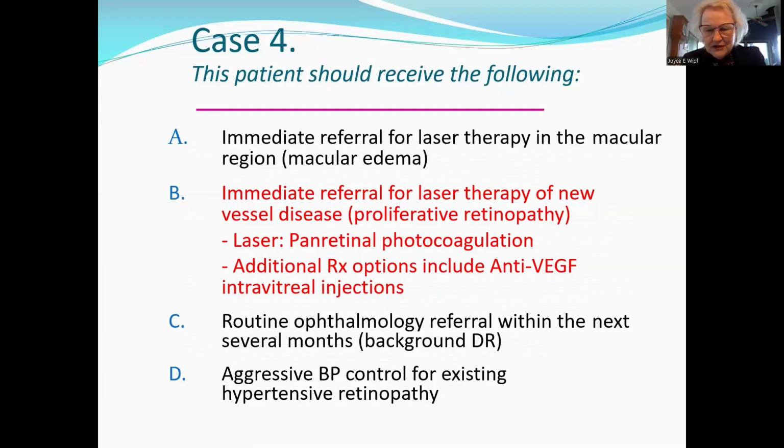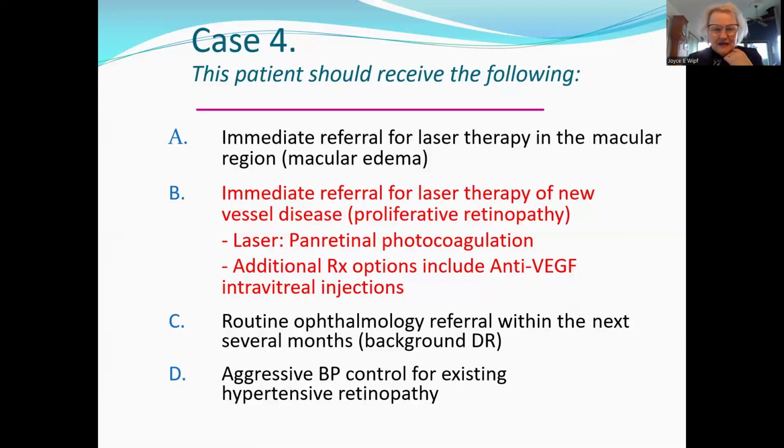anti-VEGF, which is vascular endothelial growth factor. VEGF is a protein that's been associated with development of new vessels and the complications related to that. So this is a really important situation that needs referral and treatment.